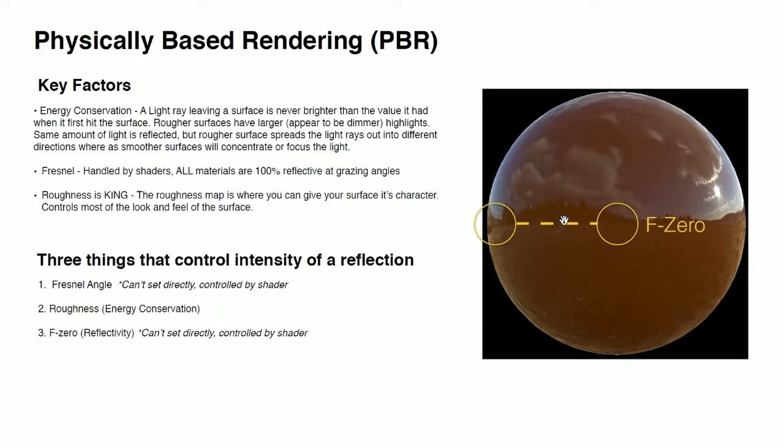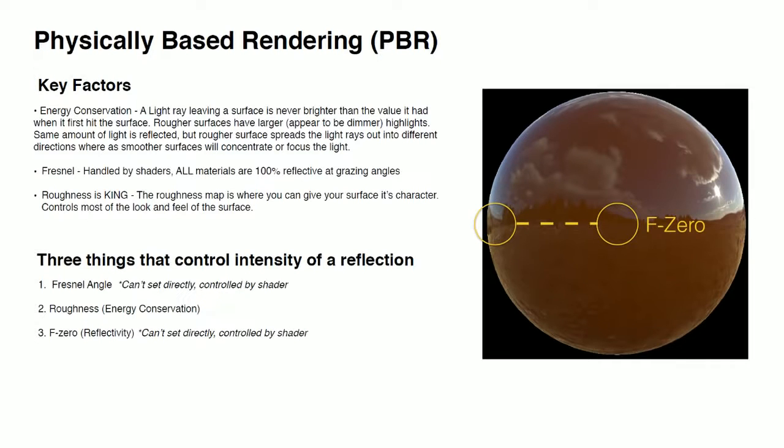And the other point is that all materials are 100% reflective at these glancing or grazing angles. So here we have an F0 value where we're not as reflective as we are on the edges. On the edges, we will basically move towards 100% reflectivity. And then finally, another key factor here is roughness is king.